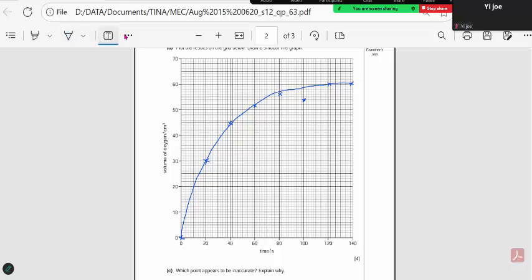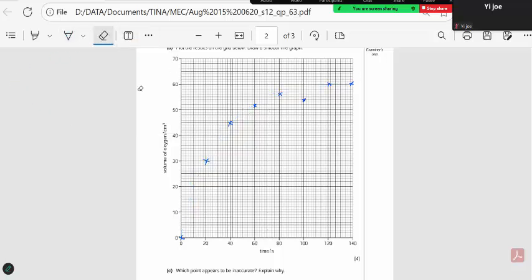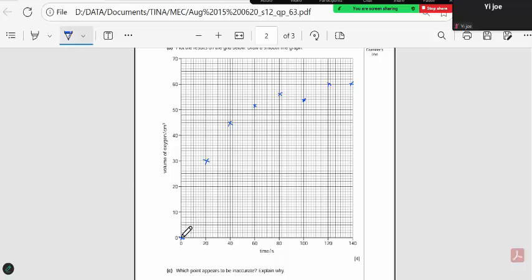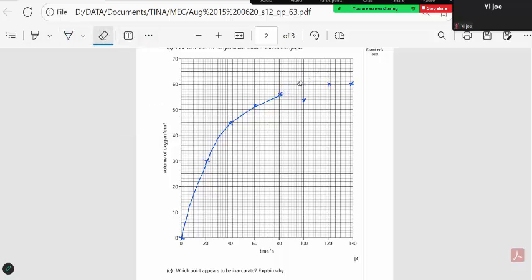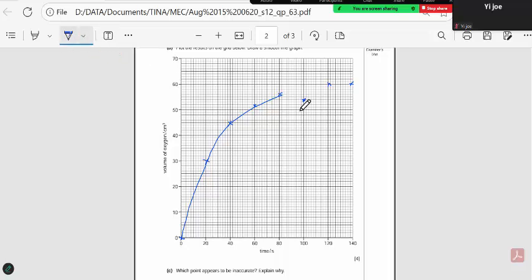Nicer than what I draw, because I'm drawing on the computer, so ugly. You guys are drawing with paper and pencil, must draw prettier than me. Okay, not bad. So the anomalous result is here. You do not join it in your graph. Do you understand? I give you some time.